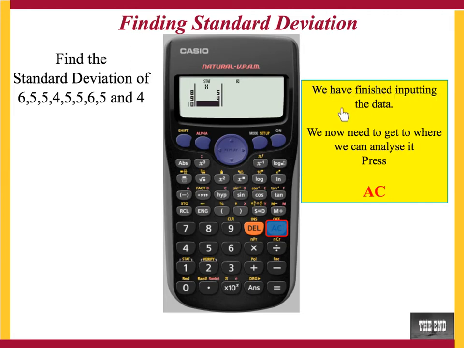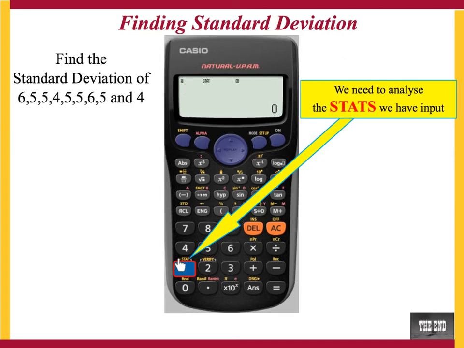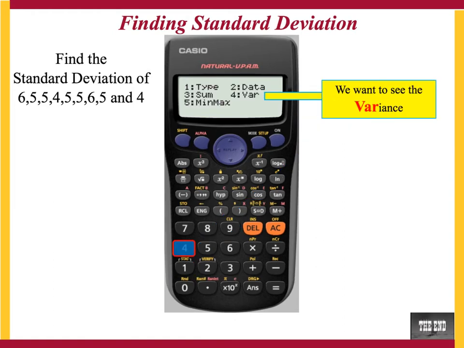So we've finished inputting the data. We now need to get where we can analyze it, so we press AC. So press the AC button once I've inputted all my values. We need to analyze the stats we have input. So we start off by pressing the Shift button, and then press number 1, because that has stat written above it in yellow. We want to see the variance, so we're going to go for VAR, which has 4 in front of it, so we're going to have to press the number 4.